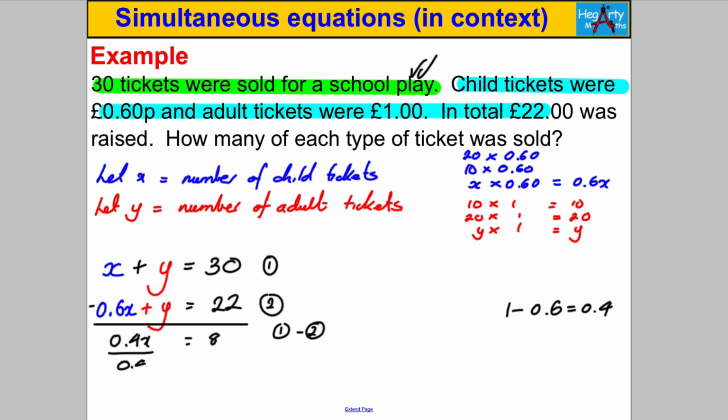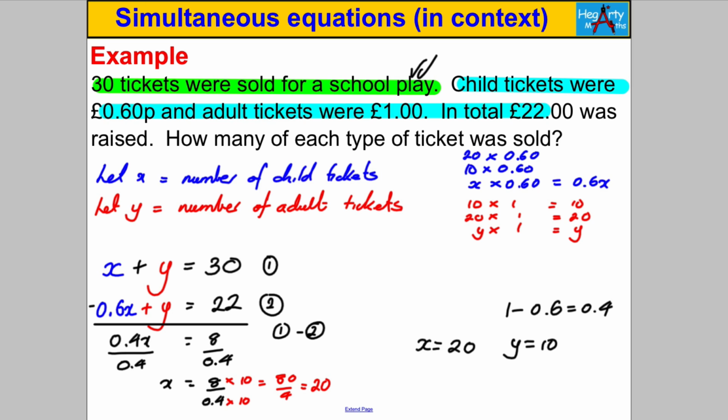Divide both sides by 0.4. So x is therefore equal to 8 divided by 0.4. Now we've done this when dividing by decimals before. I don't like dividing by decimals, so I'm going to use equivalent fractions. I'm going to multiply the top and bottom by 10 to help me work it out. That's like 80 over 4, which is 20. So therefore x is equal to 20. And if I put 20 in here, 20 add what is 30, y is equal to 10.